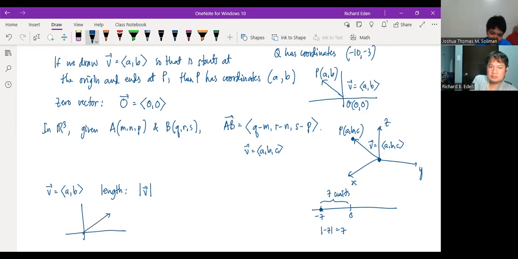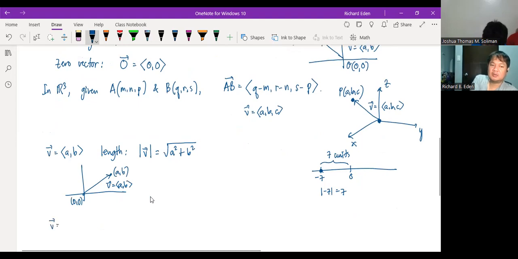So, ganun din po sa complex numbers. Oh, yeah. Okay. So the modulus of a complex number. Well, for this vector, its length is really nothing else but the distance between (0, 0) and (A, B). So by the distance formula, that's simply going to be the square root of the sum of the squares of A and B.